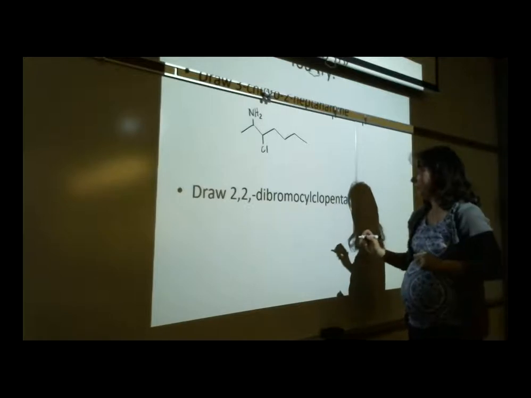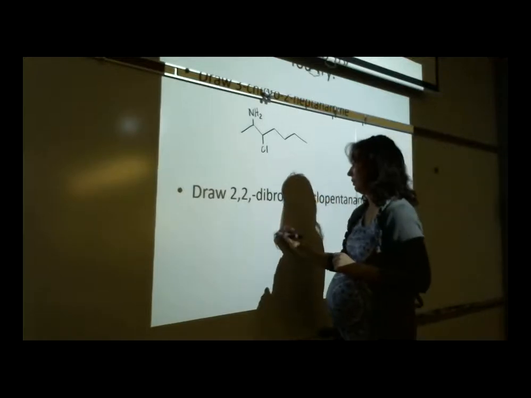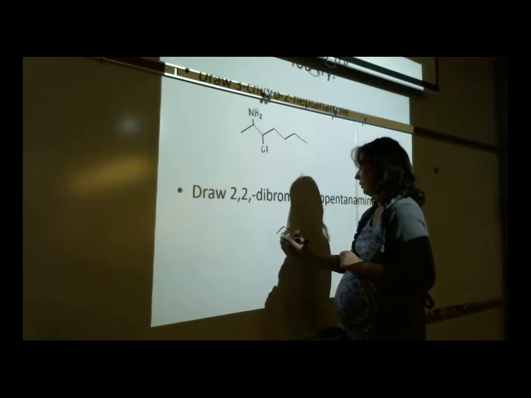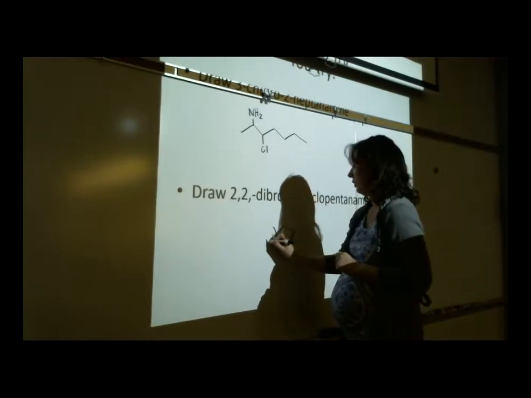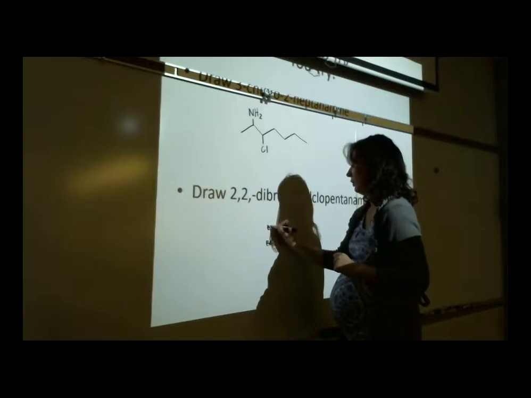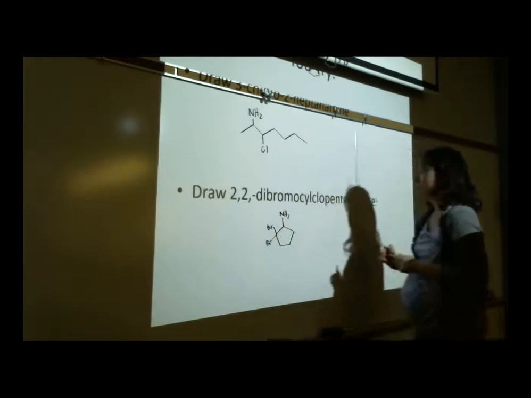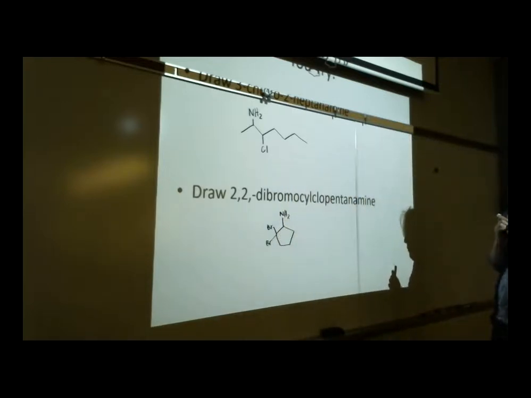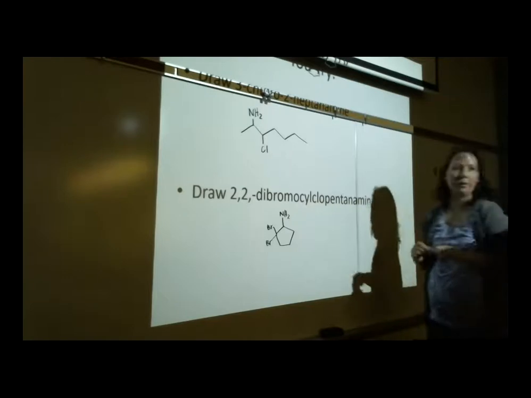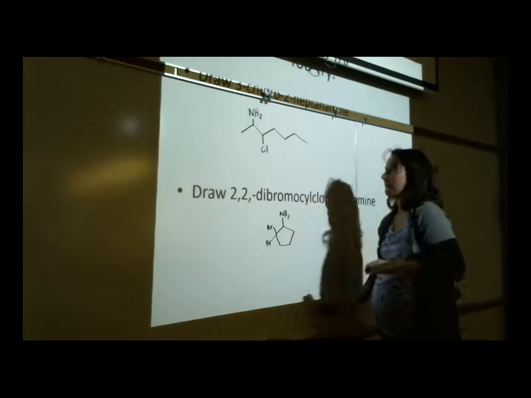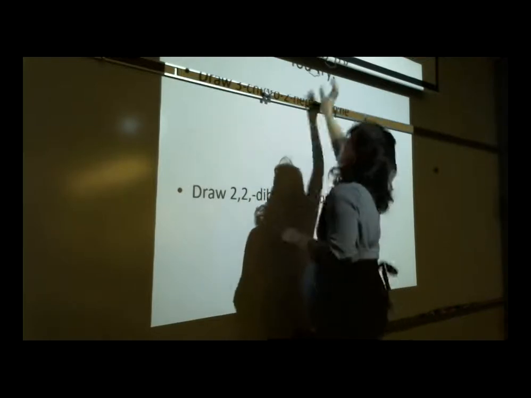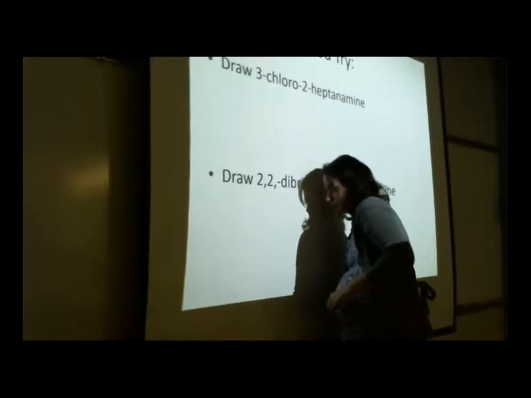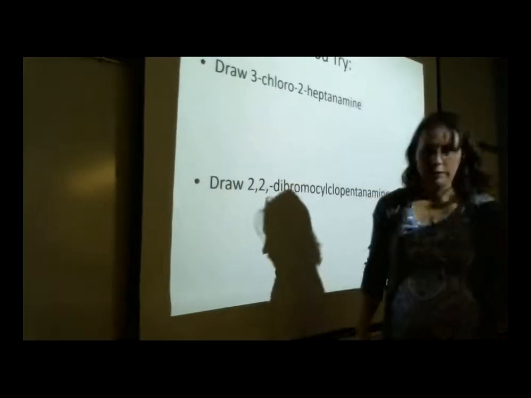Okay, this is a cyclopentanamine, so how many carbons are in the ring? 5-carbon ring. And 2,2-dibromo. And then NH2. We good on that one? Okay. Where'd my clicker go? There it is.